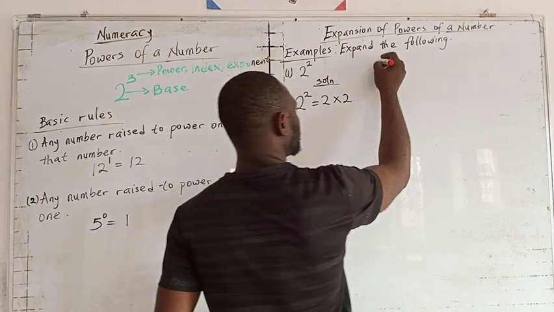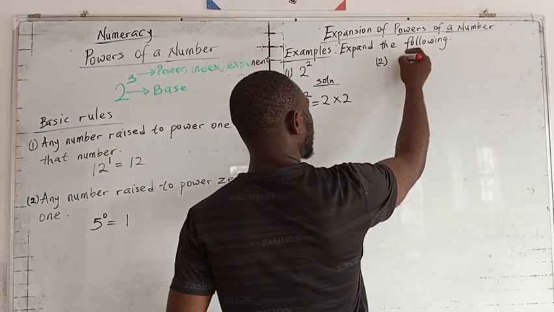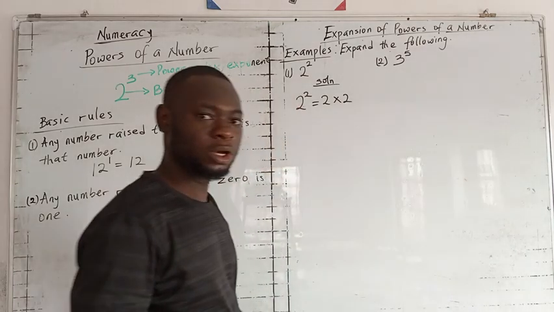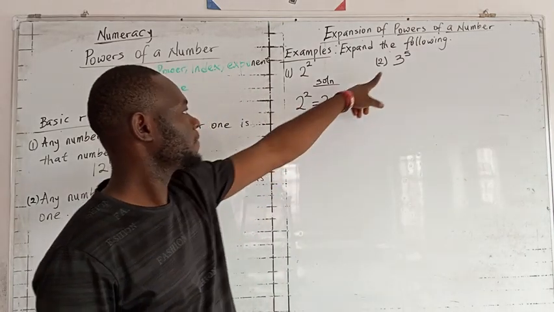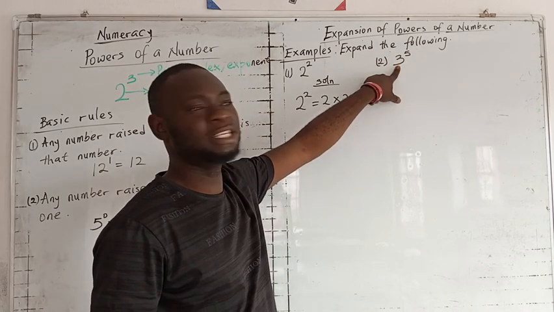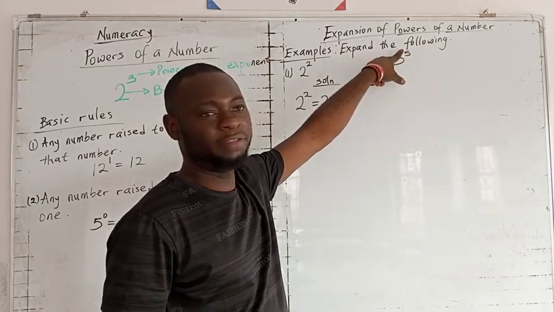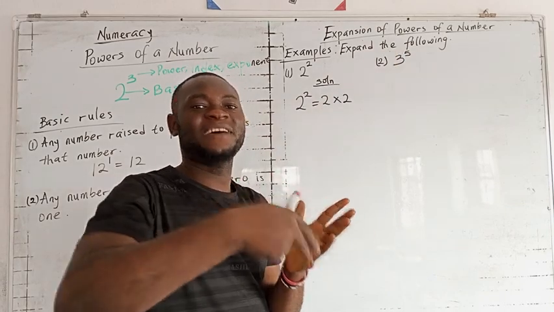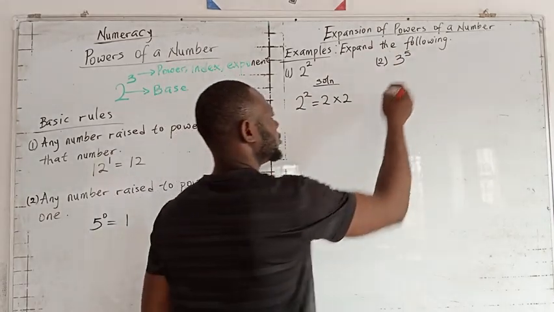Alright? Number 2, let's say I have 3 raised to power 5. Remember, to expand 3 to power 5 is to multiply the base number 3 in the number of the power, which is 5. So we multiply 3 in 5 places. Solution.